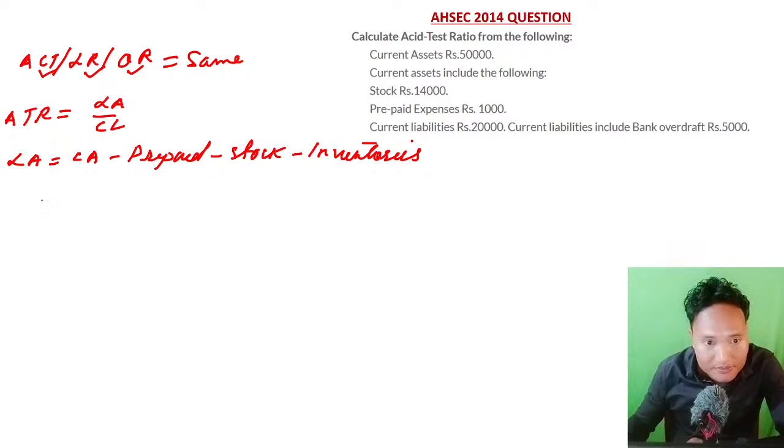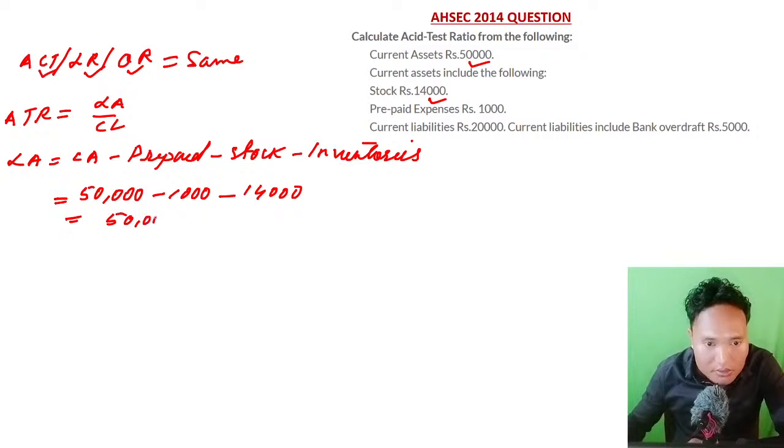Now let us solve it. As we know the value of current asset is 50,000. Put the value of 50,000 here, minus the value of prepaid, that is 1,000, minus the value of stock, that is 14,000. We don't have inventories, so 50,000 minus 15,000, you are going to get 35,000.